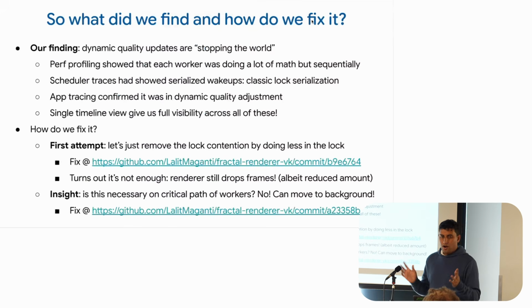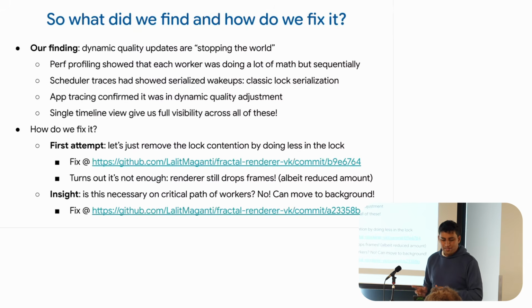So now, back to the actual problem that we're trying to solve. Dynamic updates are stopping the world. Perf profiling showed the problem. Scheduler traces found it is sleeping. App tracing confirmed it was dynamic quality adjustment. And a single timeline view lets you see everything in one go, what was happening in all that time.